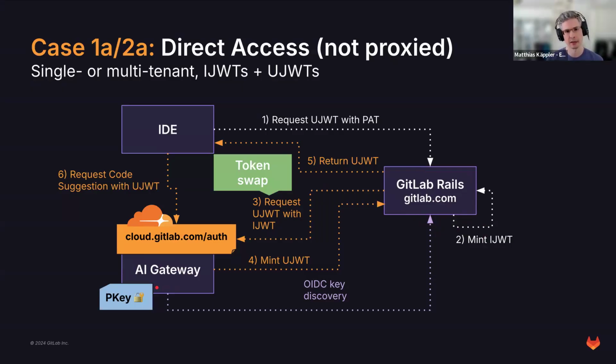So first of all, it can validate the IJWT that's being sent, and it can swap it for a smaller version of that token by copying entitlements over that are only good for a particular endpoint, for example, code completions. So it mints this new token, sends it back, and then finally the Rails app sends it back to the caller. And this allows the IDE to go straight to the AI gateway with this token.